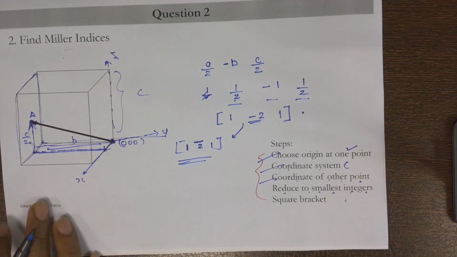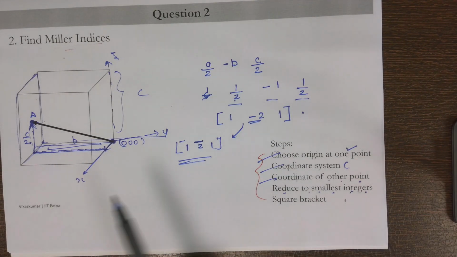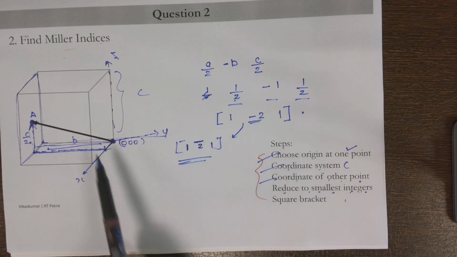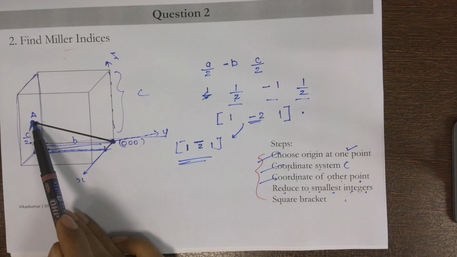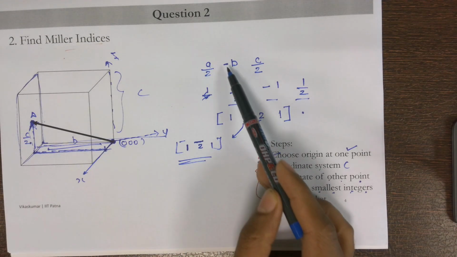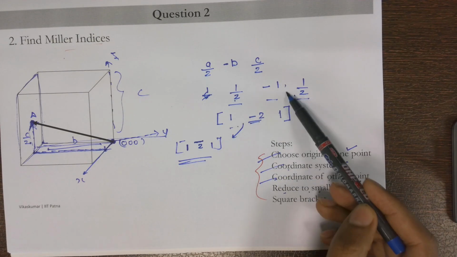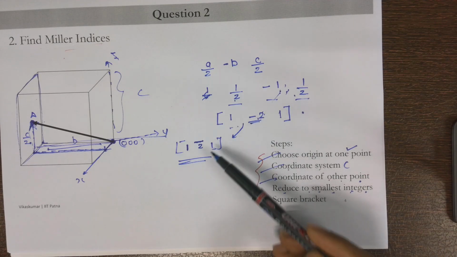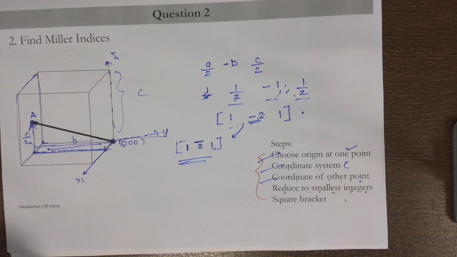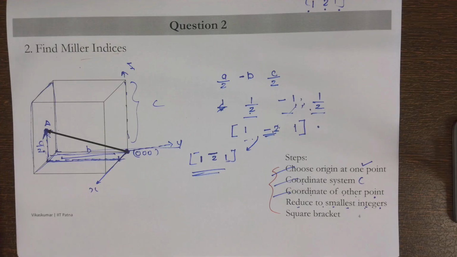So let me know if there is any doubt in the steps which we have followed. I will repeat once again. We choose the origin and define the coordinate system. Then we found the coordinates of the other point, and after just a couple of steps we remove a, b and c, reduce it to the smallest integers, put it in the bracket, and use the bar symbol to represent the negative values. Clear? Any doubt, let me know. If not, we can move to the next part.